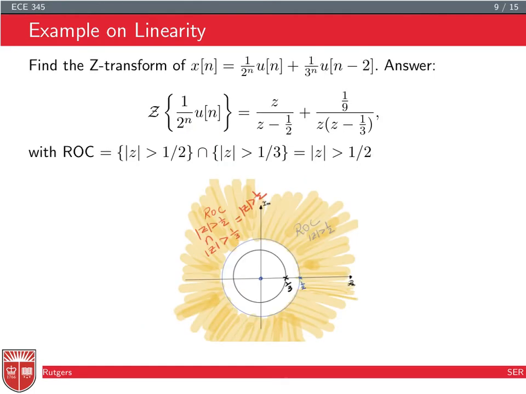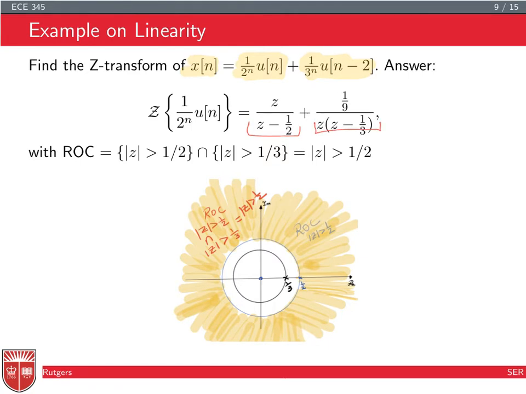Now that we found the Z transform of both components of the signal, x1 of n and x2 of n, we can find the z transform of the signal x, which is the summation of both z transforms. This is the first part corresponding to the first signal, and this is the second z transform corresponding to the second signal.